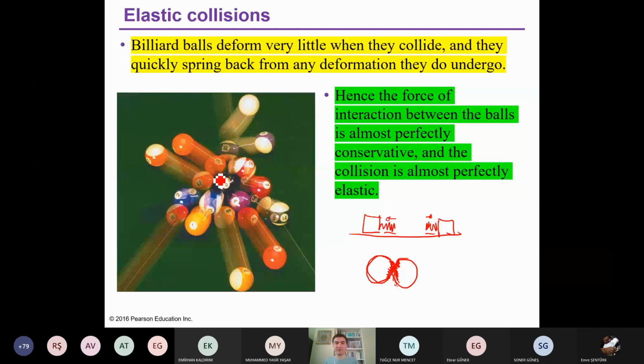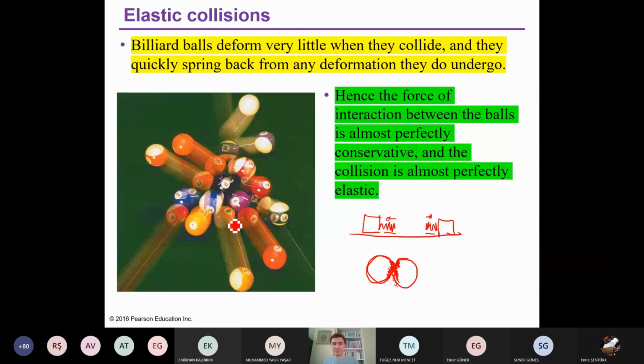But what we see here, we have many particles, many objects, many balls. So they collide with each other. During this lecture, we will discuss different situations of elastic collisions.